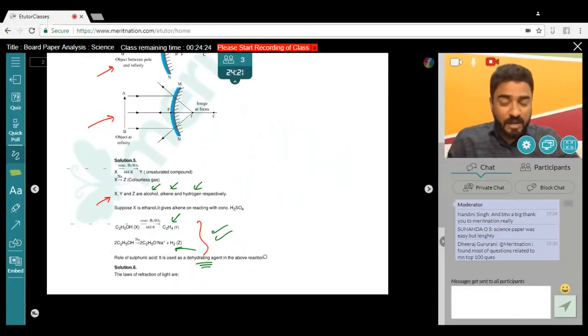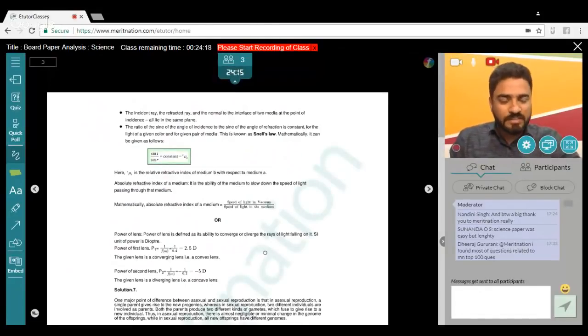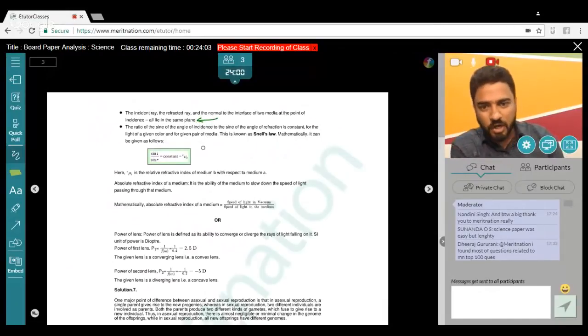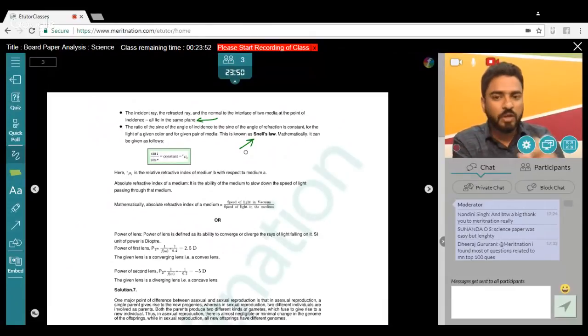Moving on to the sixth question, again a very simple question based on the laws of refraction, the two very simple laws which you have been studying since your grade 8th, I believe, for some of you. The first law: the incident ray, the refracted ray, and the normal lie on the same plane. And the second one is your very favorite, Snell's law. The mathematical relationship asked for this second law is mentioned over here, a very simple relationship which you should have got correct.